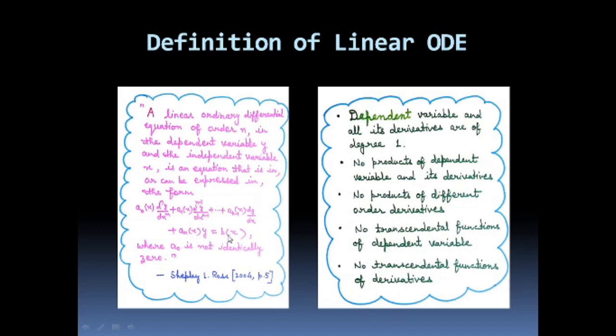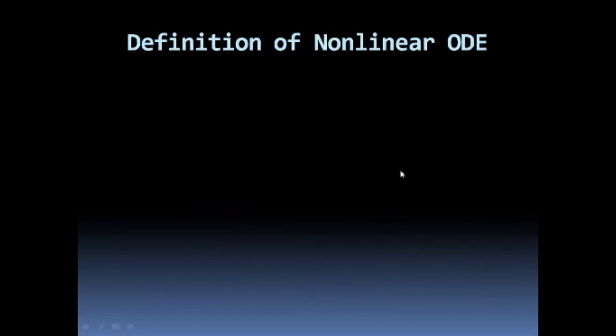There is b(x) and all these coefficient functions, but there are no restrictions on these functions of the independent variable x. They can be algebraic as well as transcendental. So these are those 5 important points that you need to remember. If you know these 5 points, then you will definitely master the linearity concept in case of ordinary differential equations. Now we'll give the definition of nonlinear ordinary differential equations.